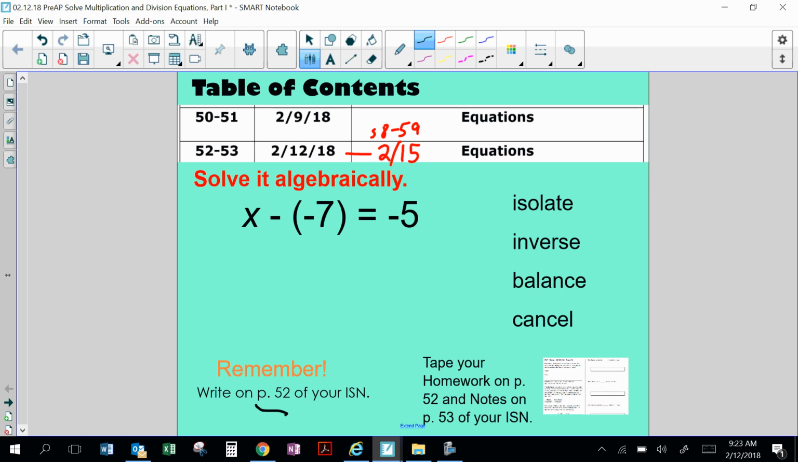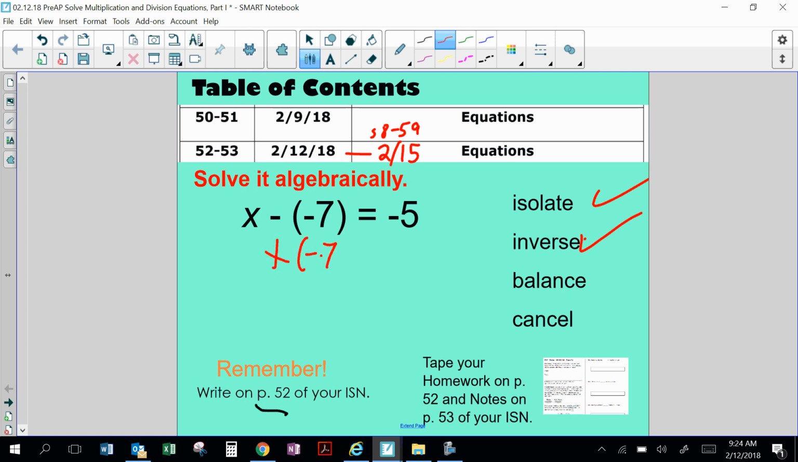Welcome back. So here is our question. It says solve it algebraically. So is the x isolated on the left side of this equation? No. We must get rid of minus 7. So what is the inverse of minus 7? Inverse means the opposite operation. So what is the inverse, or the opposite operation, of minus 7?